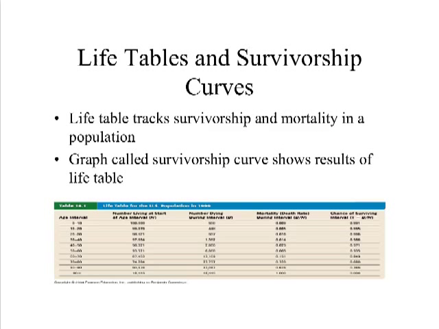When we take a look at human populations, we can take a look at what's called a life table. It's going to track survivorship and mortality rates in a population. And so if we graph this data in the table, we get what's called survivorship curves that show the results of these life tables.